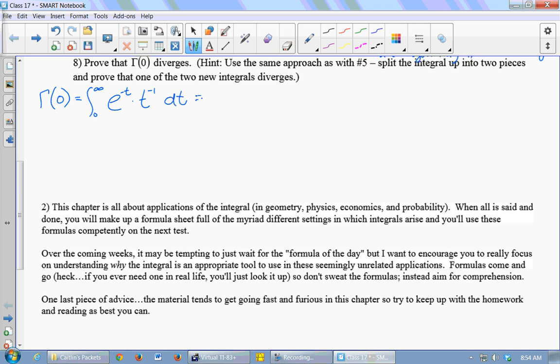All right, so break this into the integral from 0 to 1, and again, I'm going to rewrite this as 1 over t e to the t, plus the integral from 1 to infinity of 1 over t e to the t dt.